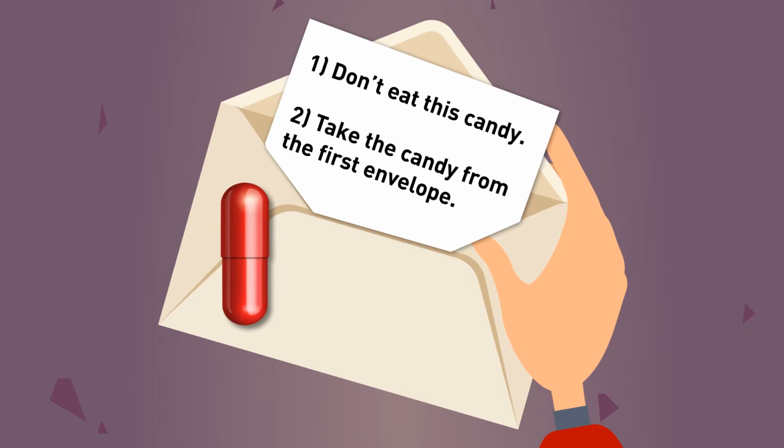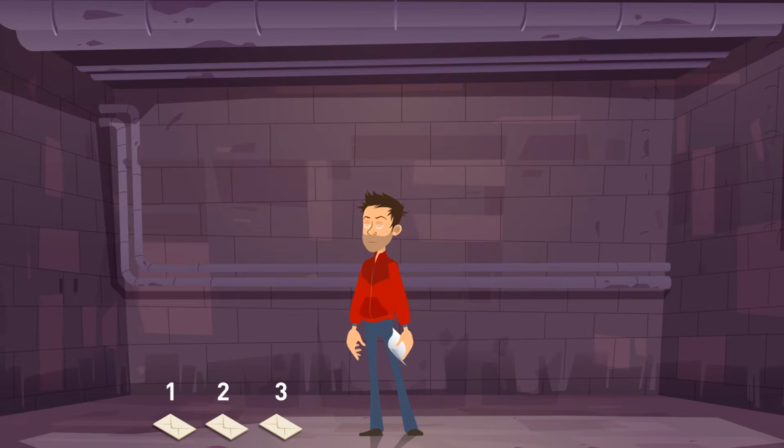And the last envelope said: 1. Don't eat this candy. 2. Take the candy from the first envelope. Which capsule should Bobby take?